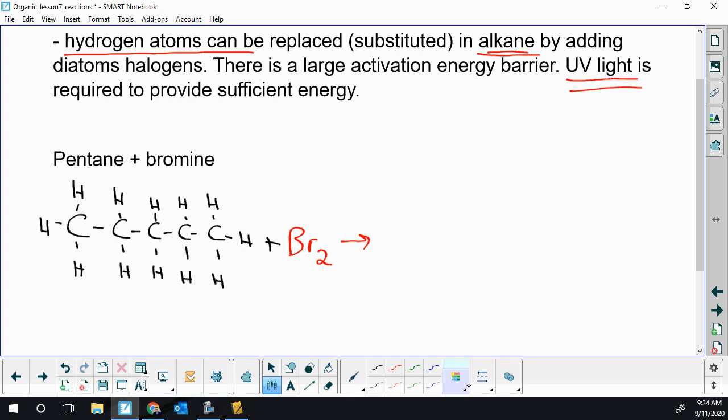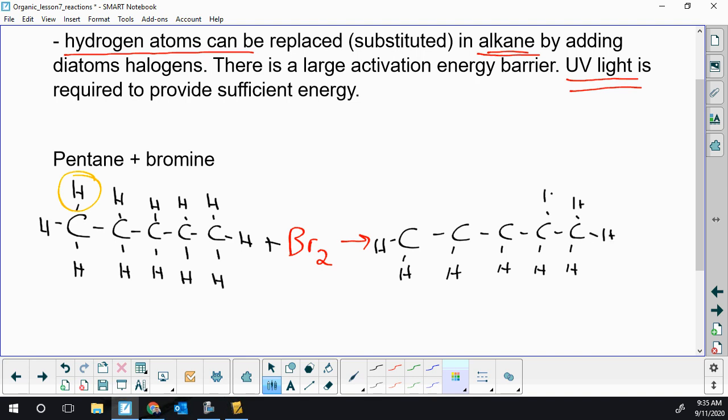I'm going to start by substituting that H away. That H goes away and a Br takes its place. I'm going to get a 1-bromo product. The H went away, that's where the H was located. I'm going to put a Br in its place.